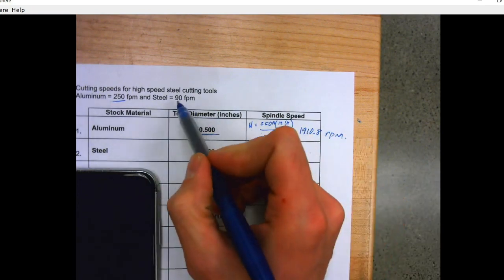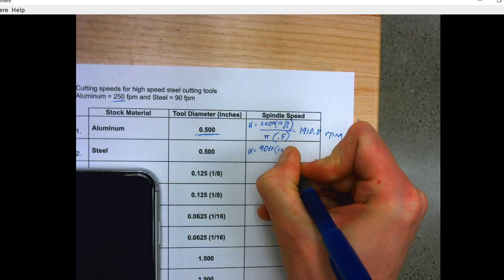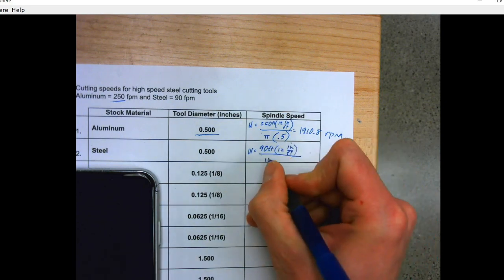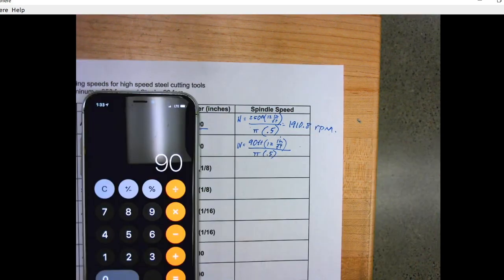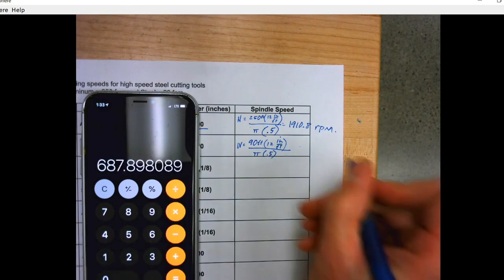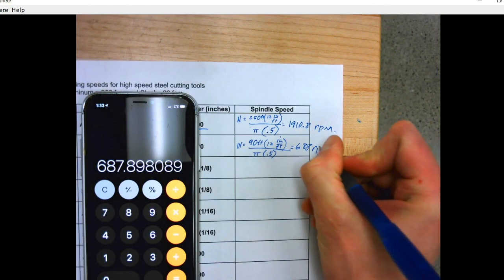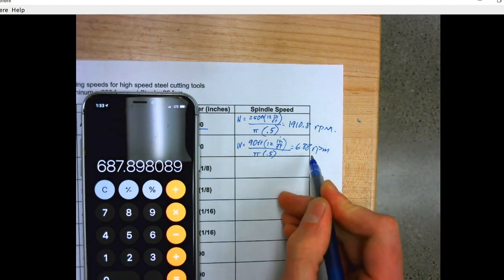The cutting speed is 90 feet per minute. So we'll say 90 feet times 12 inches in a foot. And we have pi times 0.5. 90 times 12, so we have 1080. We're going to divide that by pi, and then we're going to divide that by 0.5. Okay, and so we get 688 RPM. I'm okay with you rounding it to the nearest RPM.